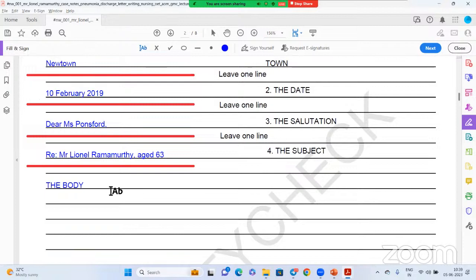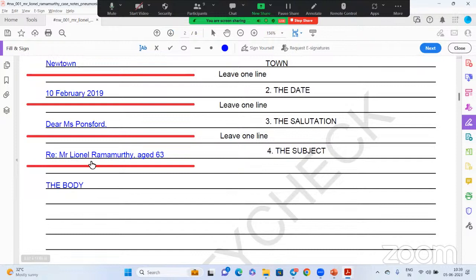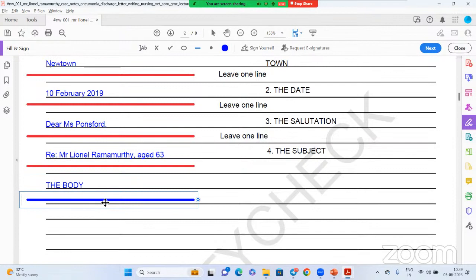So the body of the letter we will write. Okay, we'll write the body of the letter. Then after the body of the letter, we'll write the concluding parts. So first let us finish these parts. So body. After the body of the letter, okay, we are going to write these closing remarks.